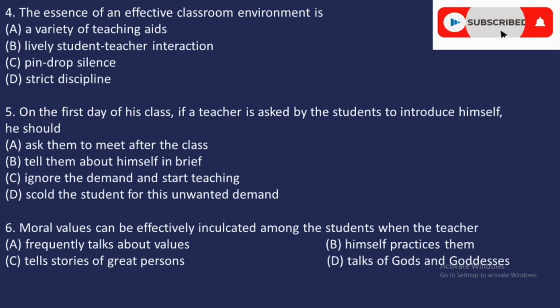The essence of an effective classroom environment is variety of teaching aids, lively student-teacher interaction, pin drop silence, strict discipline. Here the right option is option B, that is a lively student-teacher interaction. On the first day of his class, if a teacher is asked by the students to introduce himself, he should ask them to meet after the class, tell them about himself in brief, ignore the demand and start teaching, scold the student for his unwanted demand. Here the right one is option B, tell them about himself in brief.